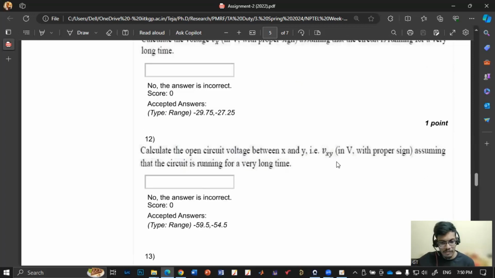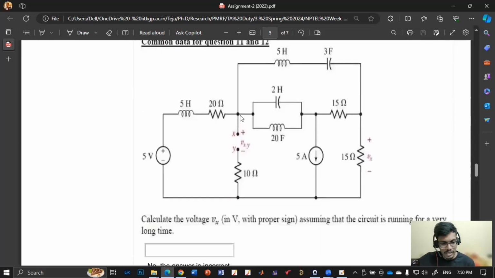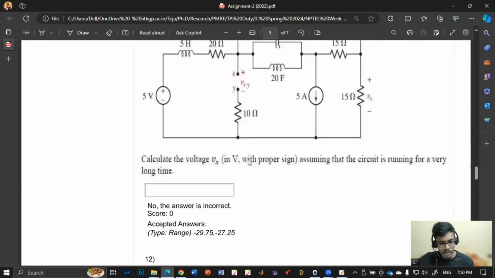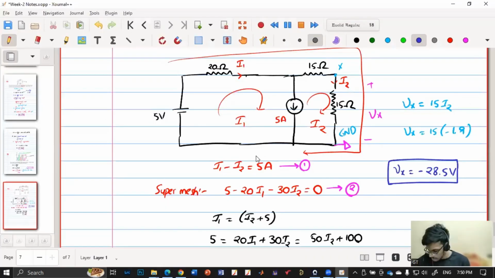Now they are asking Vxy. So they are asking this voltage Vxy. So we'll go back here. There is this extra circuit here, Vxy. What will be the current flowing in this path? Zero, right? Because there is no current flowing, there is no closed path. This is open.